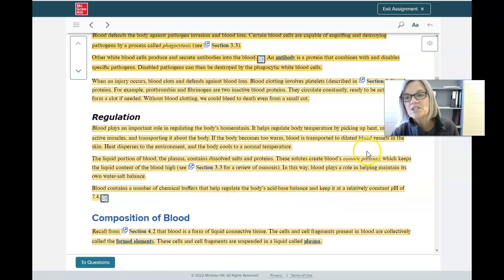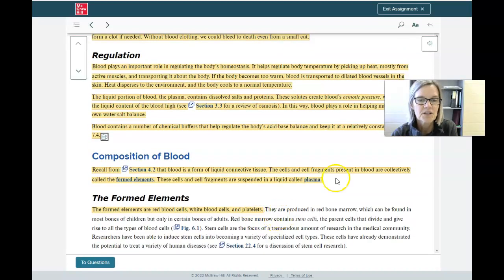On here, it also mentions osmotic pressure. We spent some time talking about osmosis and how it's important to balance salt and water, or else cells shrivel up or pop. And the blood is critical in maintaining the proper osmotic pressure, so our cells function normally. So we put that under regulation.